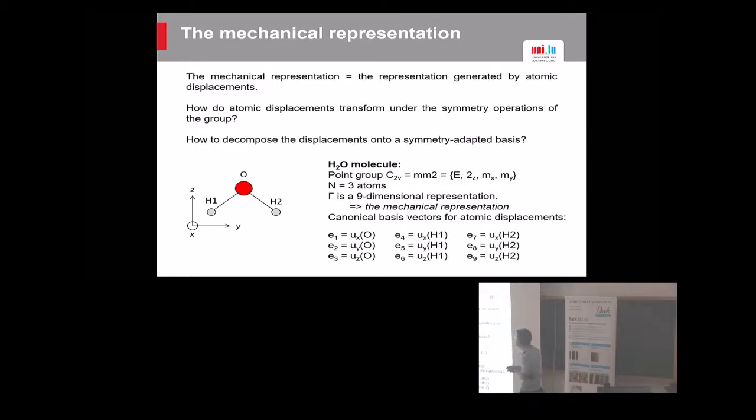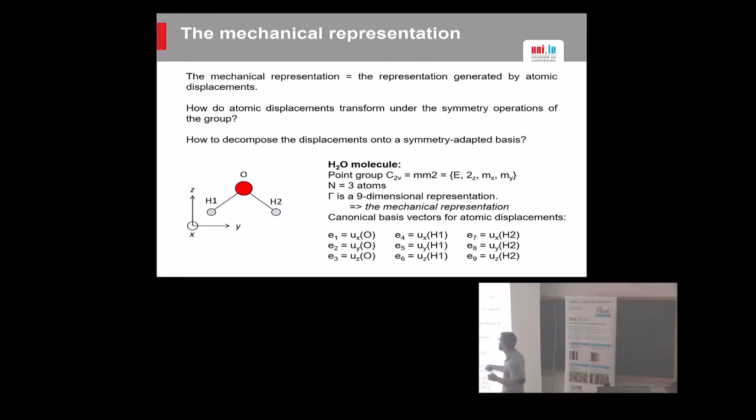So now let's go into the mechanical representation and what we can do with it. The mechanical representation is just the representation that is generated by atomic displacements in your molecule or your crystal. So the question I have is, how do atomic displacements transform under the symmetry operations of the group? That's what I want to treat, okay?